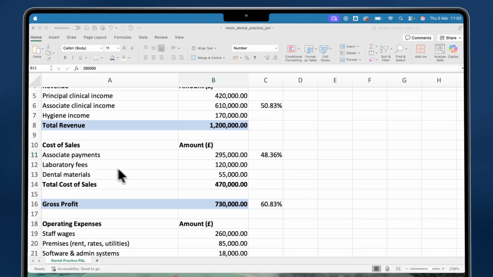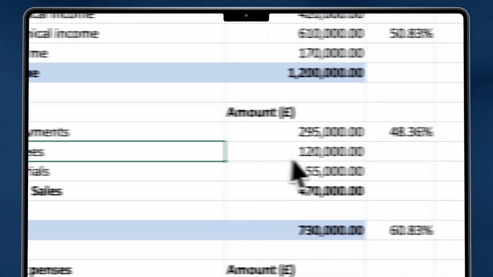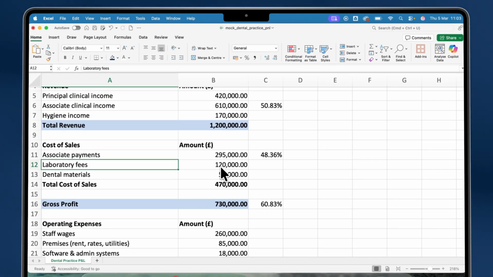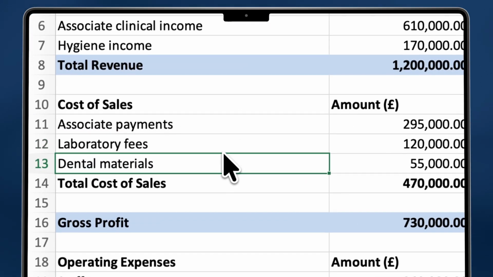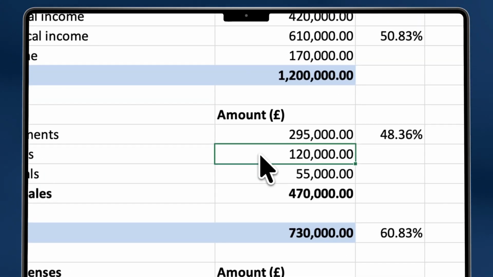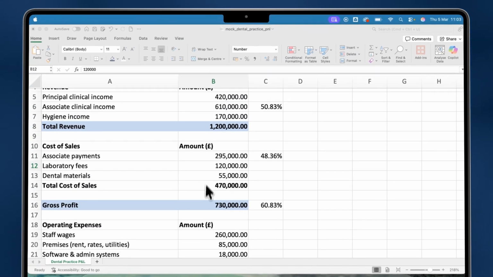The next thing I will be looking at are the costs which are directly responsible for generating this income. Lab costs and material costs are both hugely important and also very different depending on the type of dentistry your practice is involved in. This helps me understand the clinical cost structure of the business.